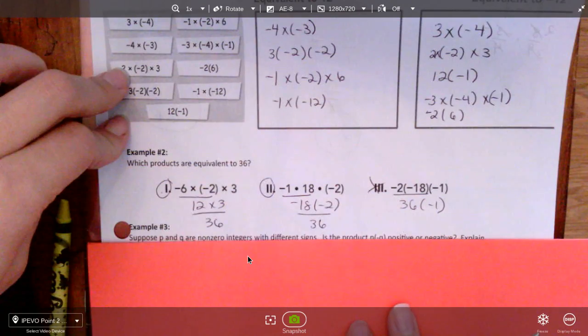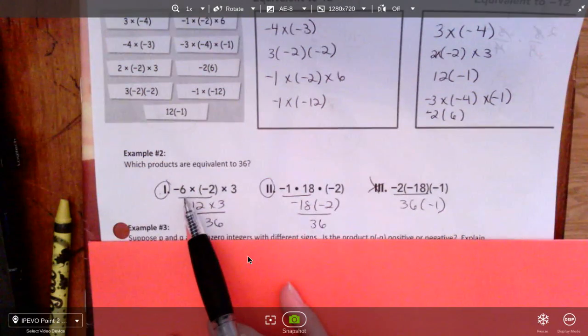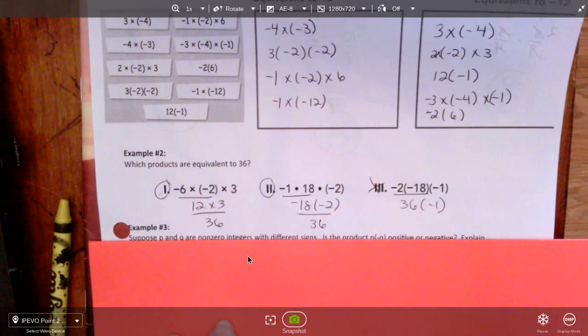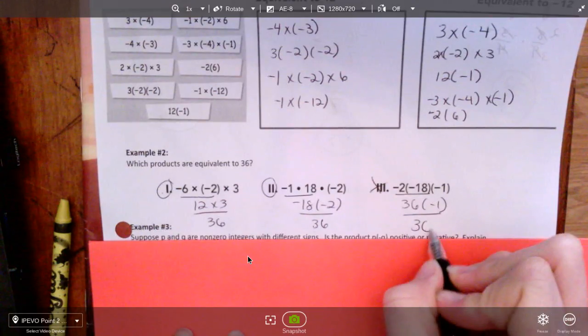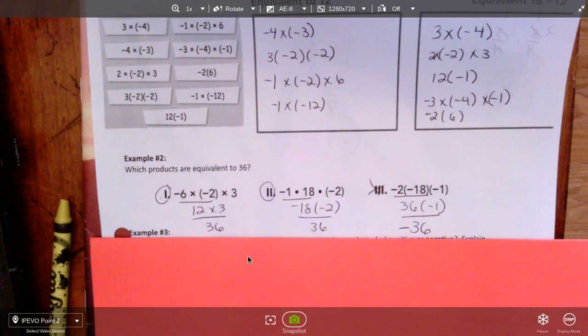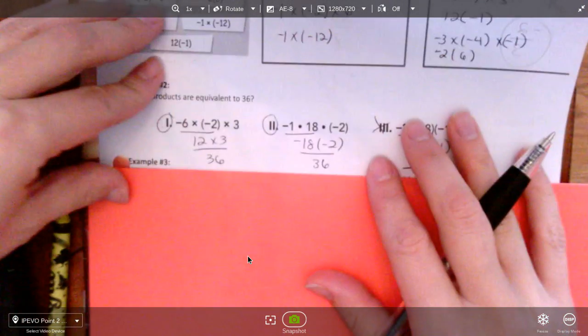And I said 1 and 2 here are both equivalent to 36 because there are an even amount of negative signs in 1 and 2. And number 3 has an odd amount, so I know that that one's going to be negative. I also just went through and calculated them for fun to show that I do get positive, positive, and a negative. Now, question 3 is asking us to dive a little deeper here.